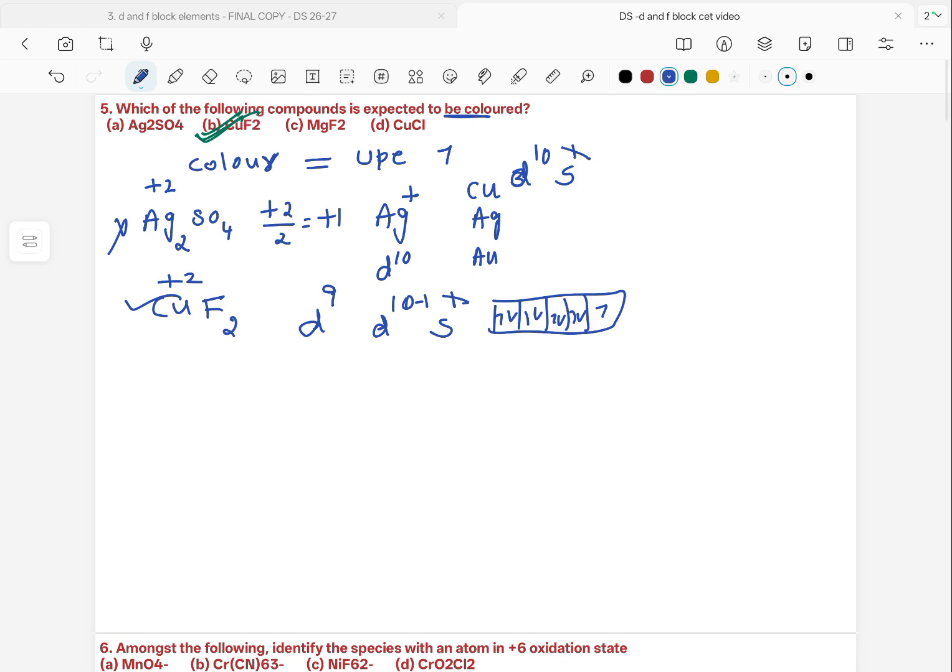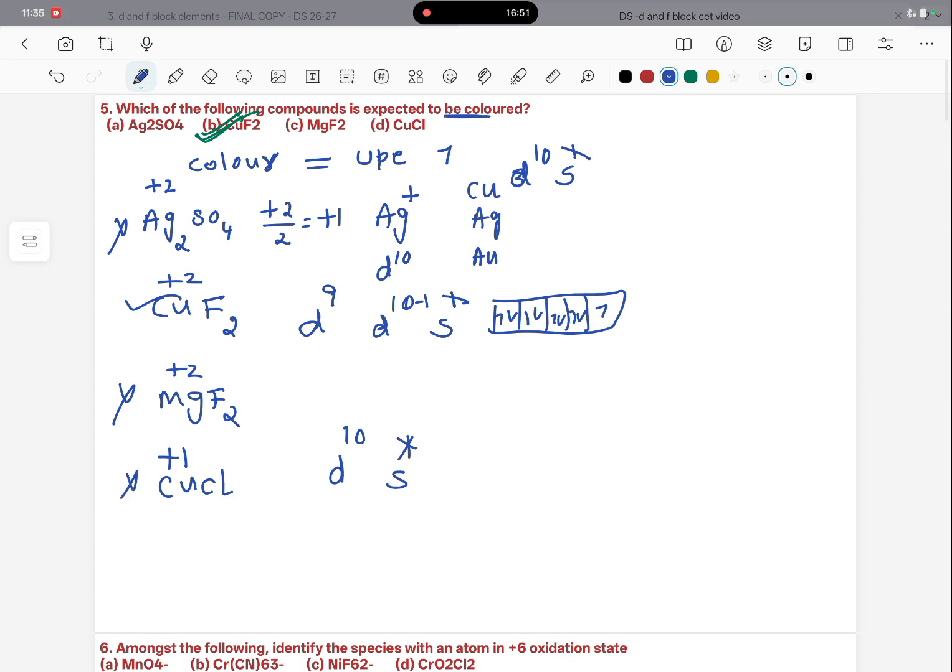Let us check out the third option, MgF2, where magnesium valence electrons are plus 2. It has lost all the 2 electrons, so it cannot be colored. Let us check CuCl, where copper exists in plus 1, where it will lose its s1 electron and will have d10 configuration, no unpaired electron. Therefore, even this cannot be the answer. Our answer should be B option.